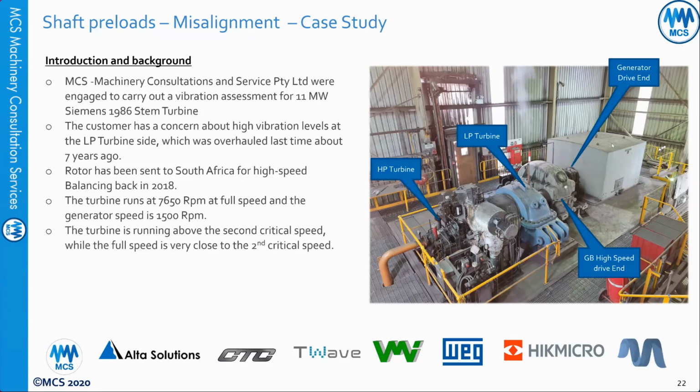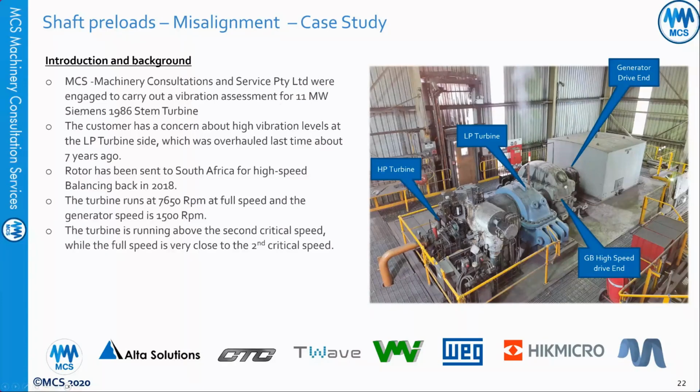I've been called to do some data collection and analysis for this turbine. This turbine doesn't have proximity probes, and I used to take the readings from the bearing cap. The vibration from the bearing cap was about 8, 9, and sometimes up to 10 millimeters per second. And it was at 1x and a little bit smaller 2x. And I thought that we have some sort of imbalance.